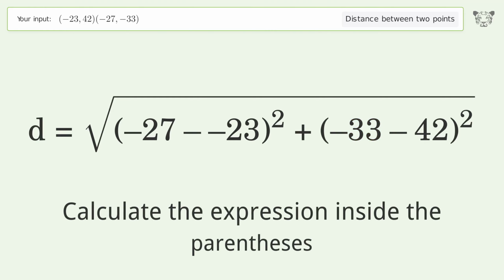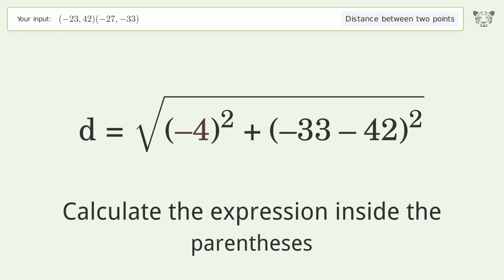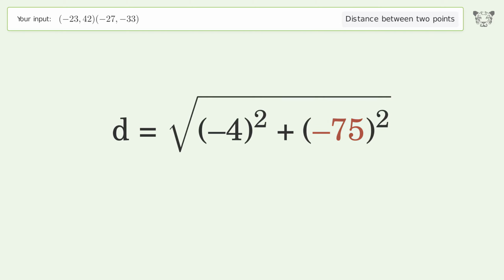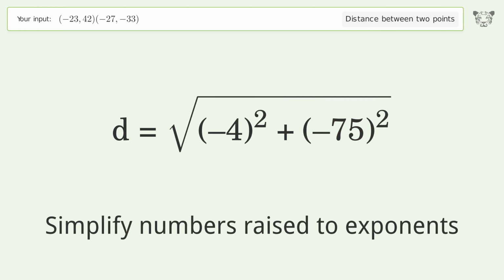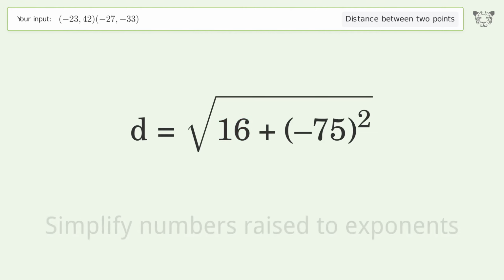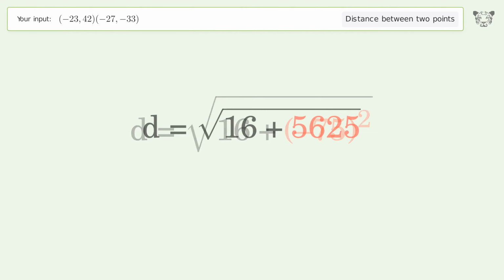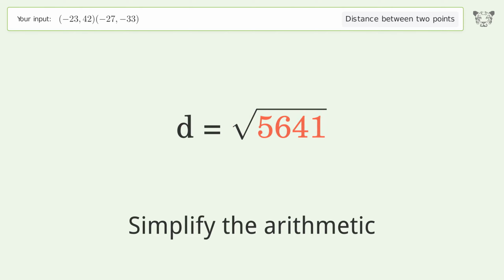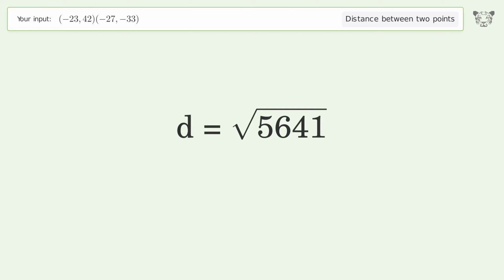Calculate the expression inside the parentheses. Simplify numbers raised to exponents. Simplify the arithmetic. And so the distance between the 2 points is the square root of 5,641, or 75.107.